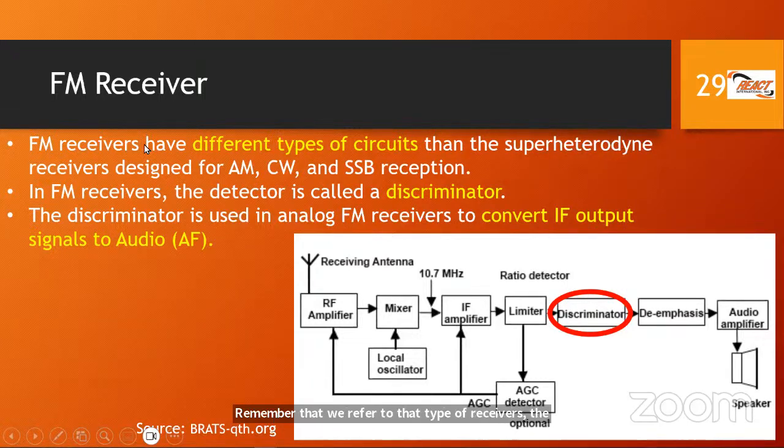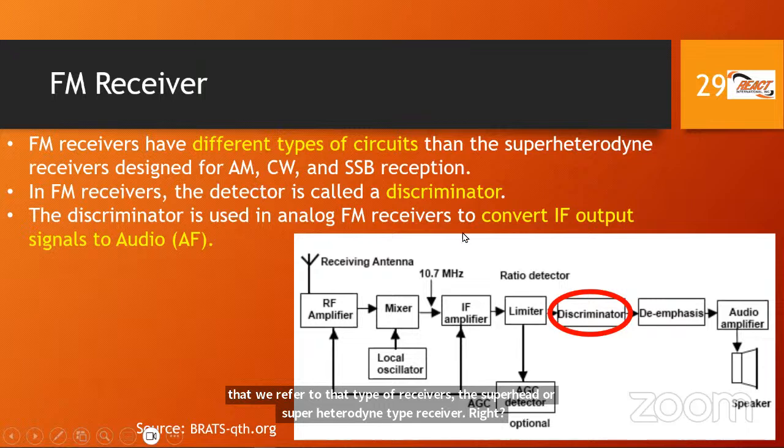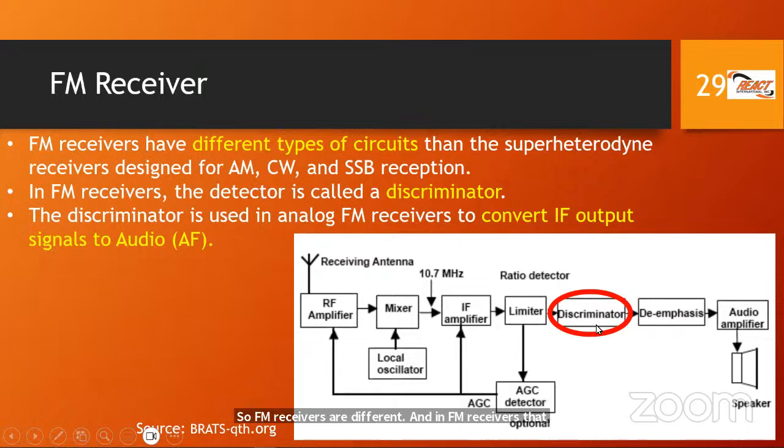So FM receivers are different. And in FM receivers, that detector, we call it the detector in the superhet, it's called the discriminator for FM circuit receivers, right? And the discriminator that we use in FM receivers will convert the intermediate frequency, or what we call the IF, to the AF, or what we call the audio frequency, which is what you listen to by the speaker. So again, just a little extra information for your knowledge.